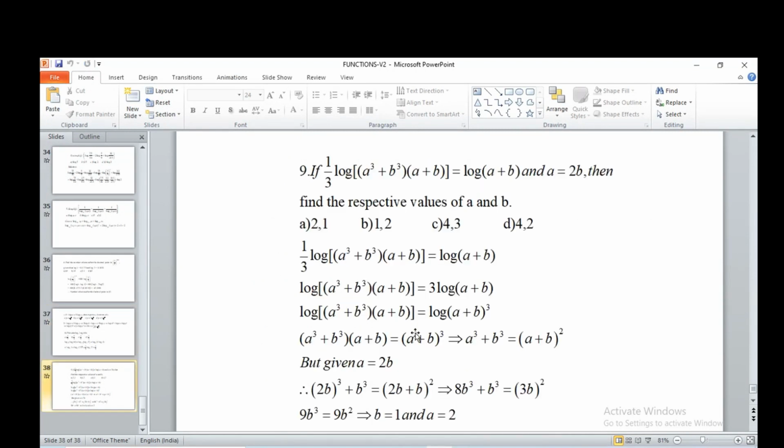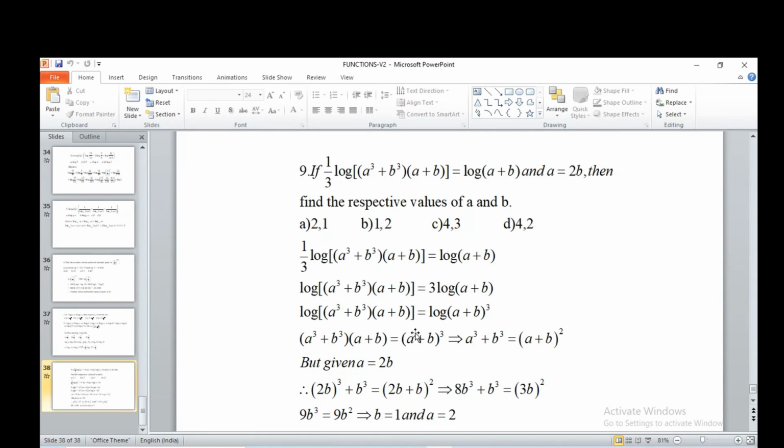Then the last problem. If 1 by 3 into log of a cube plus b cube into a plus b is equal to log of a plus b, and a equals 2b, then find the respective values of a and b. The options are 2 comma 1, 1 comma 2, 4 comma 3, 4 comma 2. See how we have solved here.